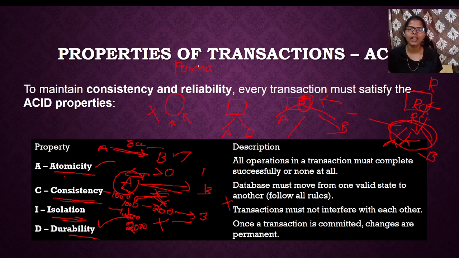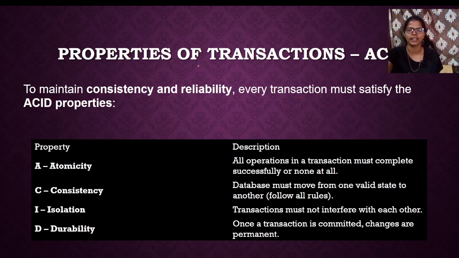Next, isolation means avoiding multiple users trying to access the same data, so maintain proper isolation rules. Next, durability means once the transaction is confirmed and there are no changes, the data will be stored permanently.